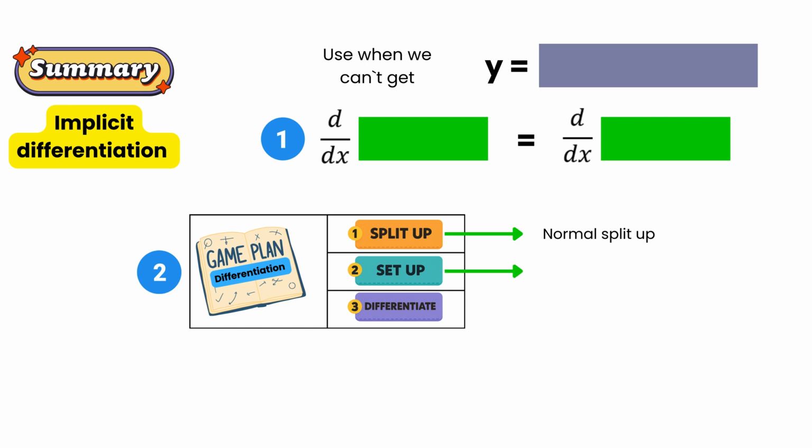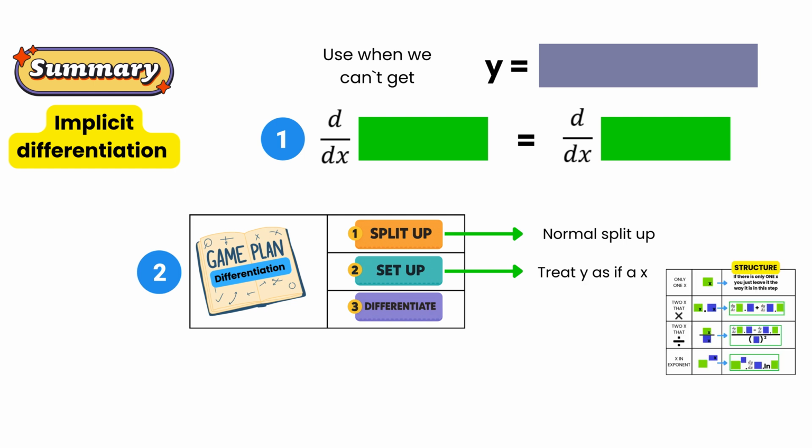Step 2. Set up. Now we suddenly have y terms. In this step, treat every y as if it were an x and use your standard setup table to choose the correct structures. Step 3. Differentiate. The key idea, whenever a y gets differentiated, use the chain rule. Remember, y represents a function of x, so there are hidden x's inside, like a cupcake with a surprise center, and that hidden part must also be differentiated.